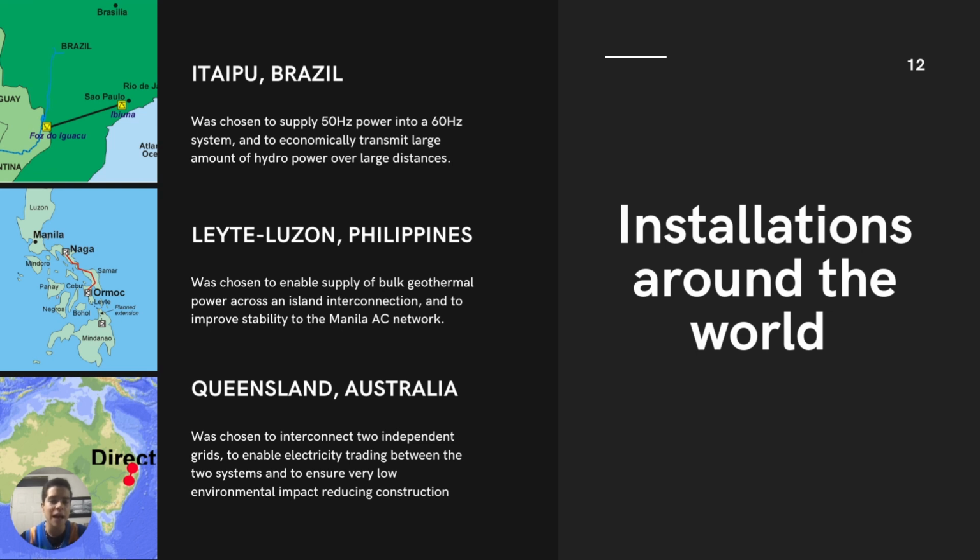And lastly, we have the one in Queensland, Australia. This one was chosen to interconnect two independent grids to enable electricity trading between the two systems and to ensure very low environmental impact, reducing construction time as well. This one has a length of DC cable of 65 kilometers and it has a power rating of 180 megavolt amperes.